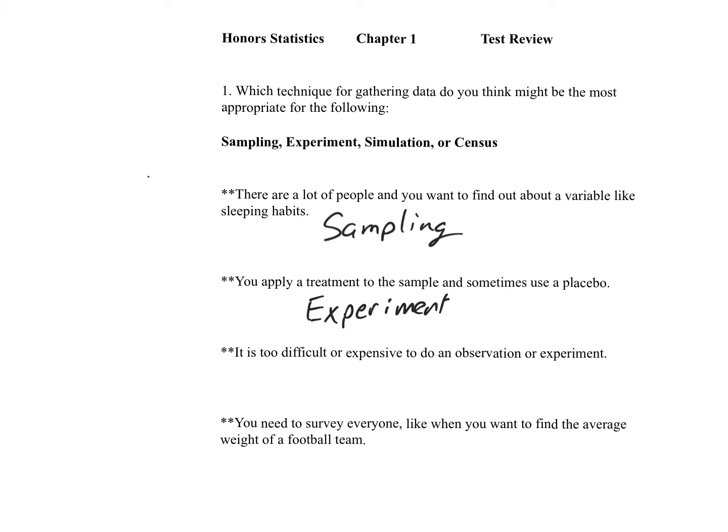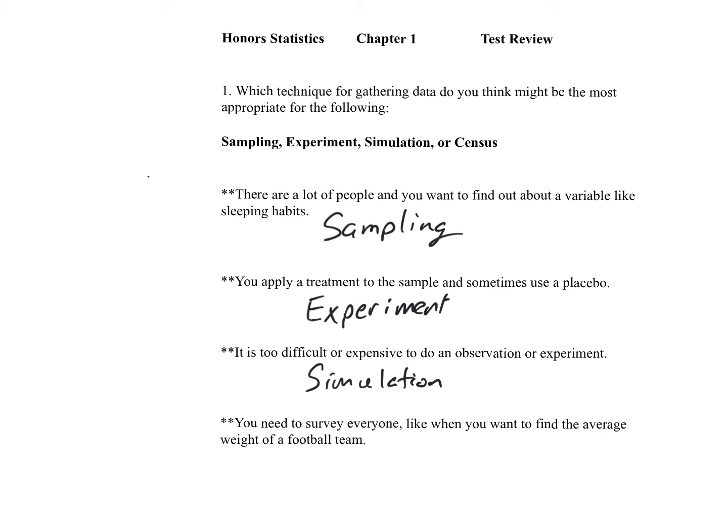It's too difficult or expensive to do an observation or experiment. This is a simulation. Again, it's going to be an example. Oh, I've got to check the teeth size of Adirondack bears. No, maybe I don't want to do that. I don't want to run up to the bear, and it's expensive. We'd have to drug them and go count the number of teeth, so we'll do a simulation instead.